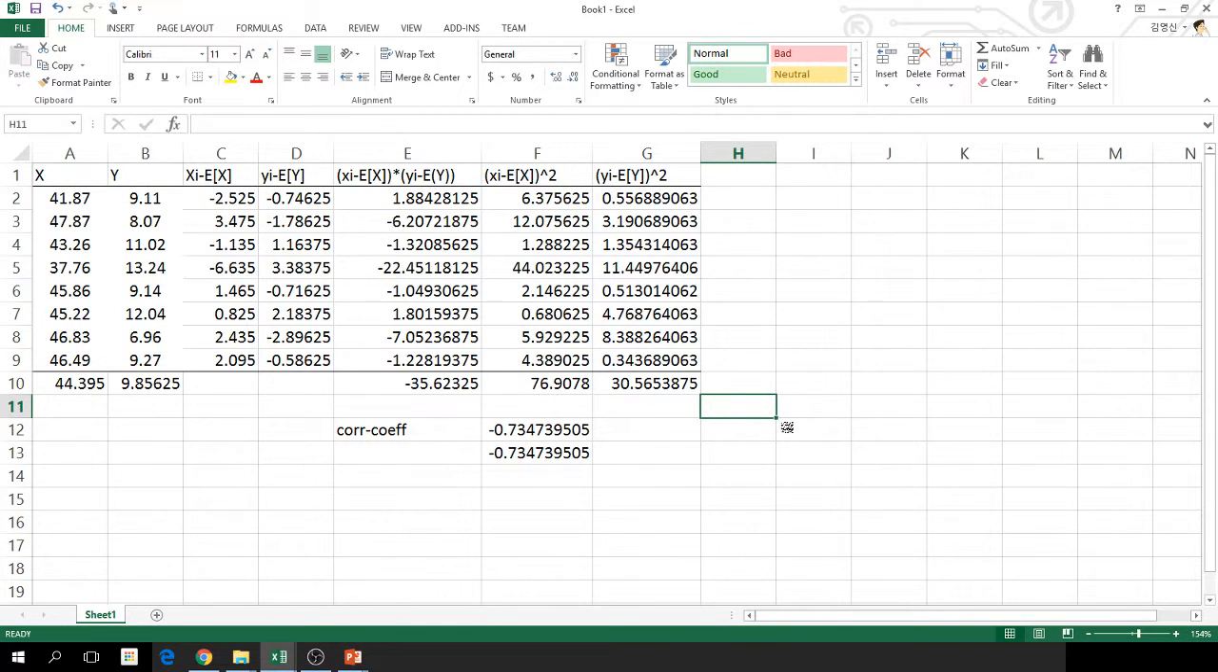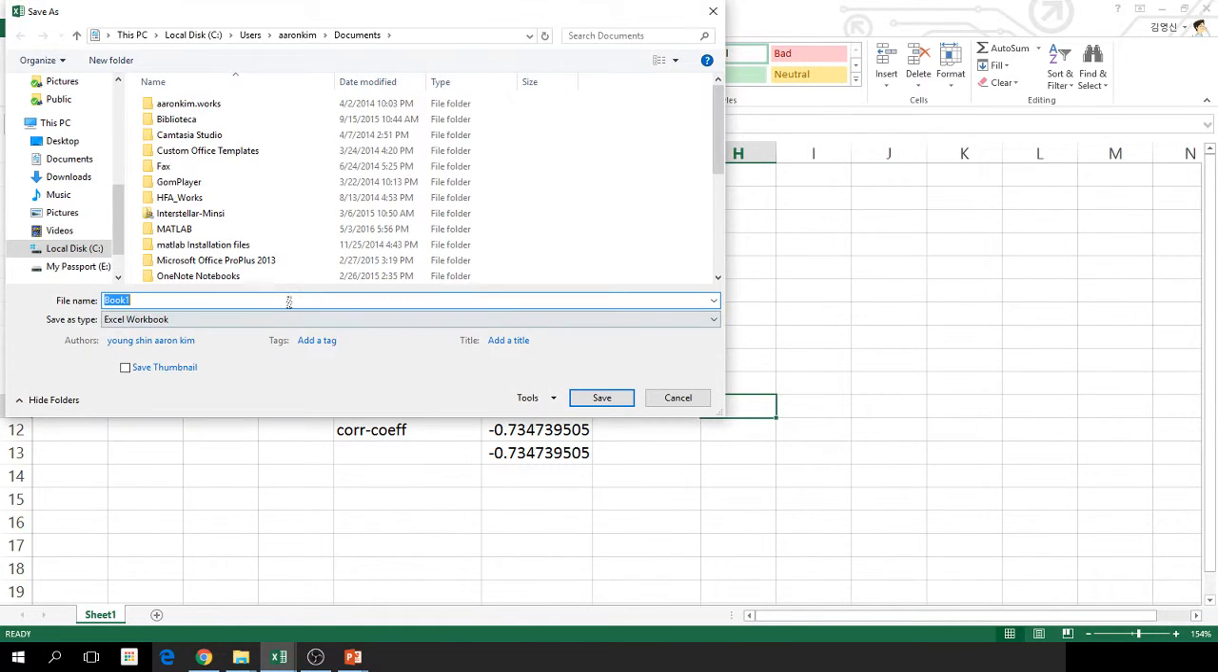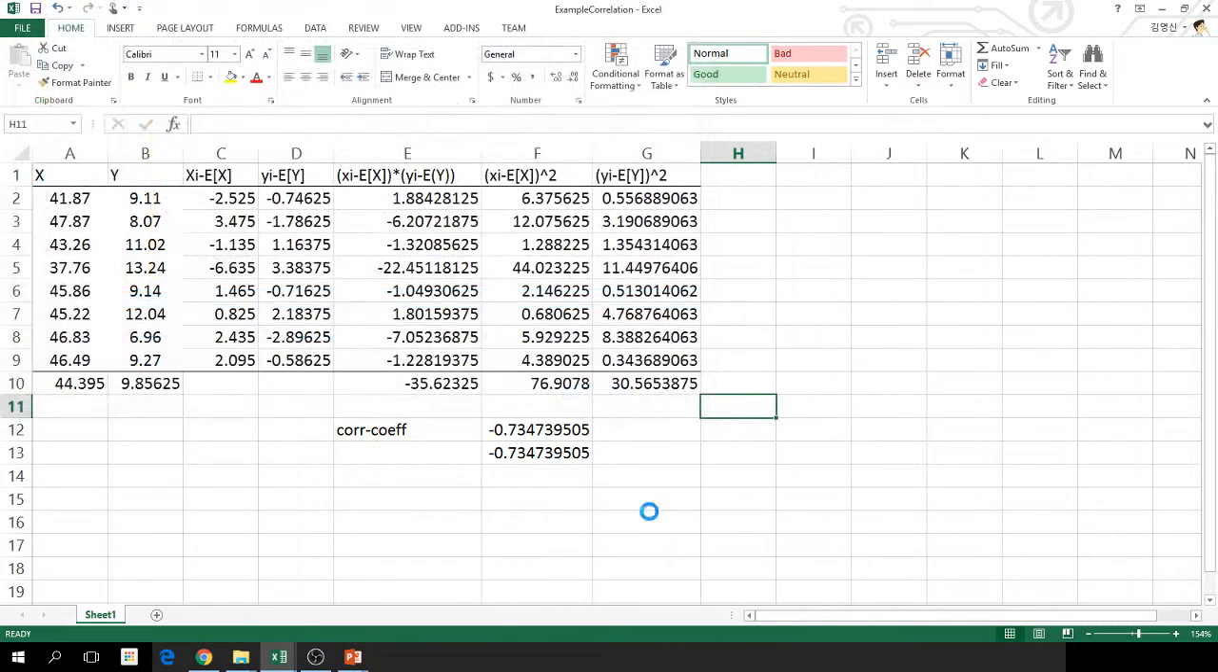Okay, I will save this file with the name correlation example, and I will upload this file on the Blackboard, so you can just enjoy this Excel file. Okay.